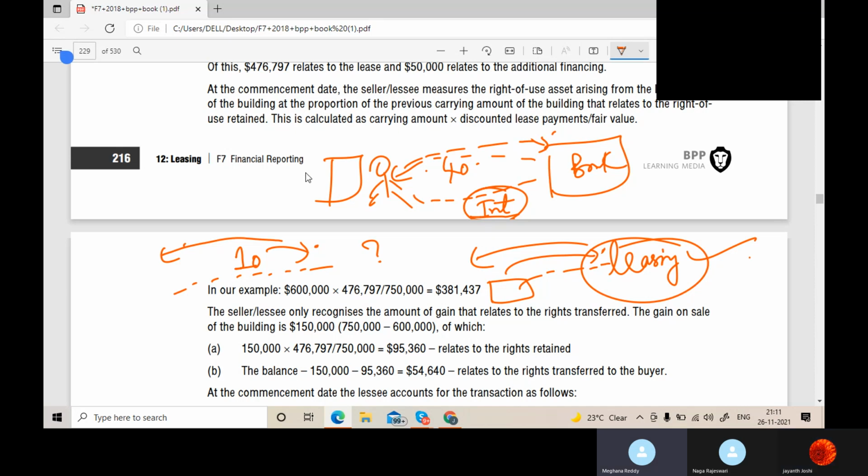What if they're not selling it to the bank, sir? Now I own one property, and I sell it off. You can sell your property. What's the problem? You are the owner of that property. Then again, I take it back on lease.